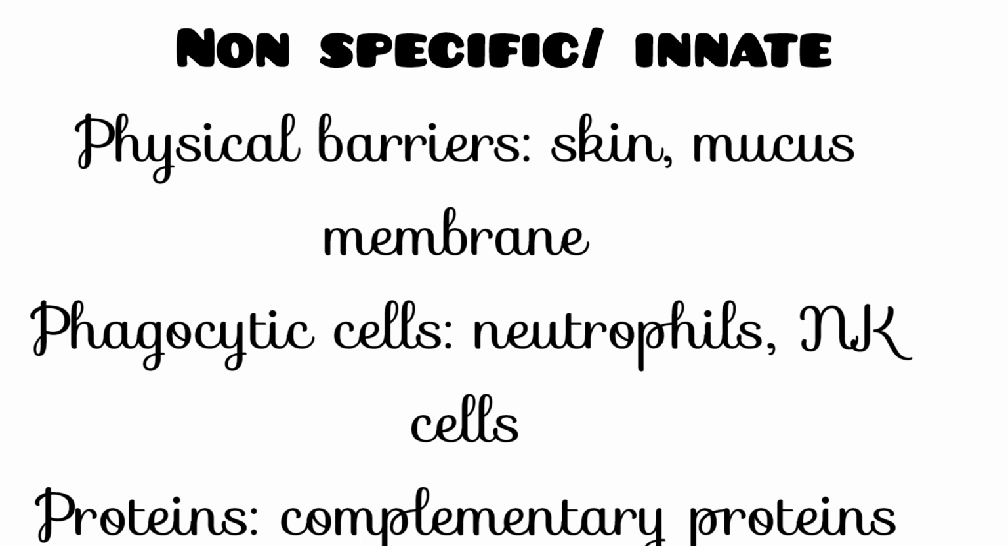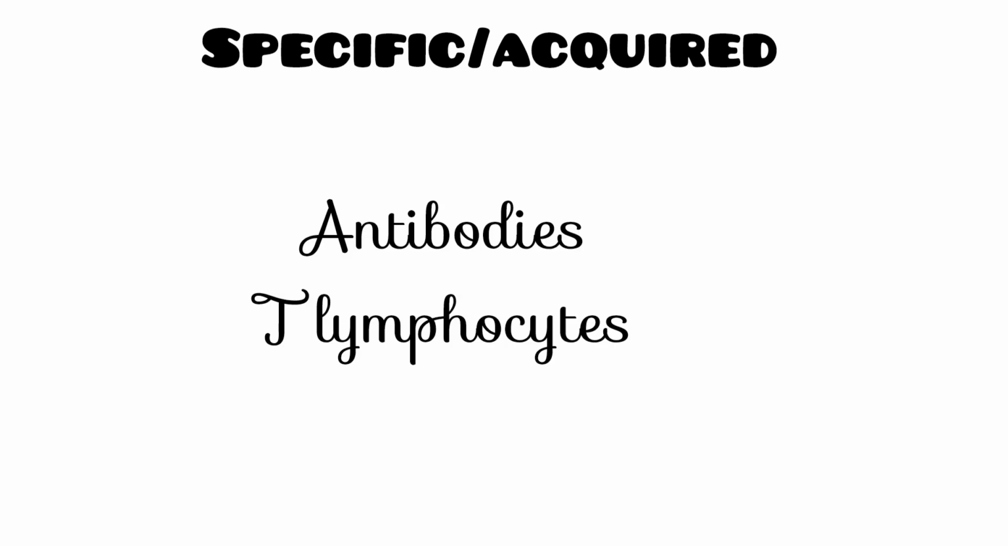Second is the phagocytic cells. Phagocytic cells are an important component of the non-specific immunity. These cells include neutrophils, macrophages, and natural killer cells. And the third category in the non-specific defenses is proteins. There are some proteins that are involved in the non-specific defense mechanisms, and these proteins include complement proteins, lysozymes, and interferons. The specific defenses are mediated by antibodies and the T lymphocytes.